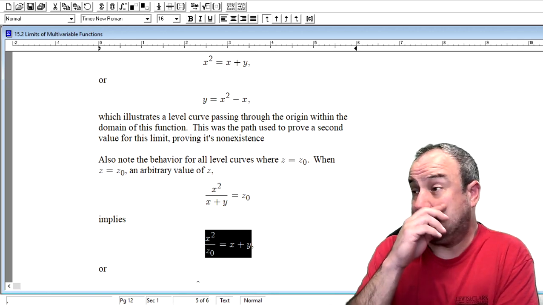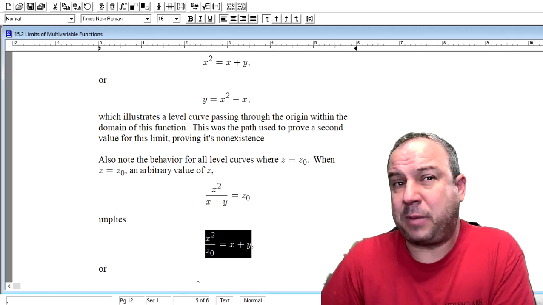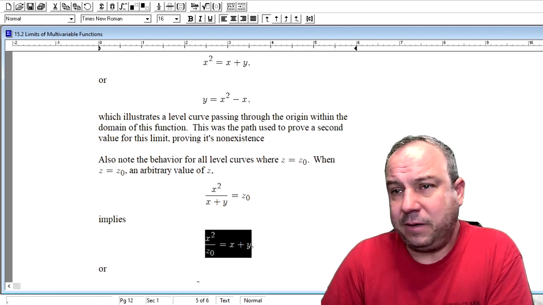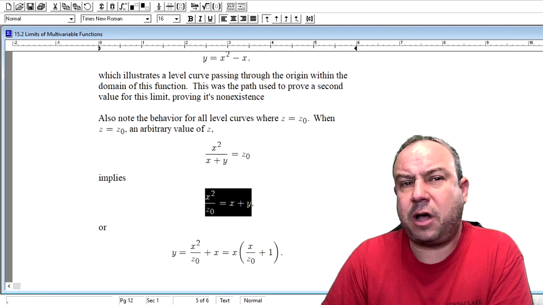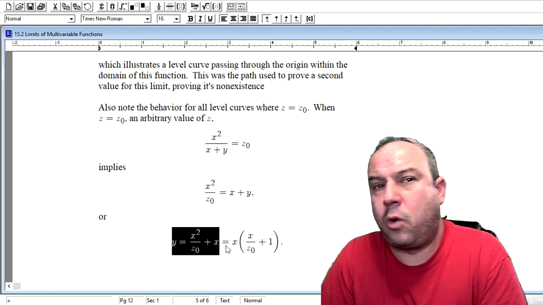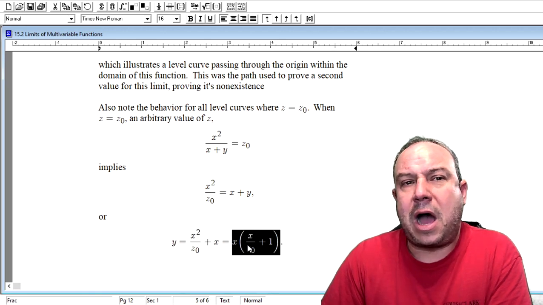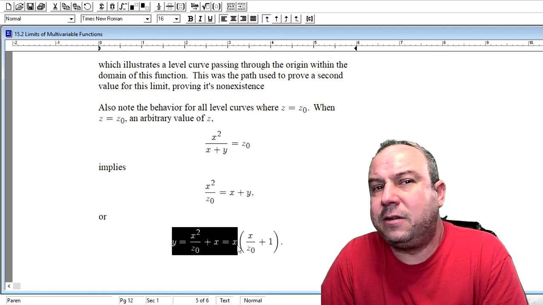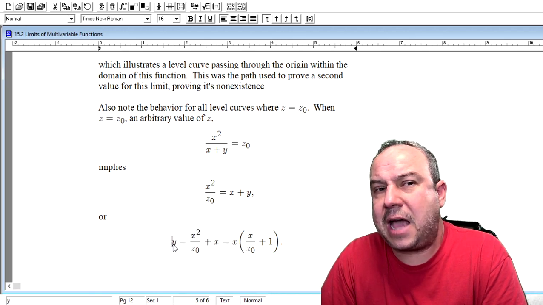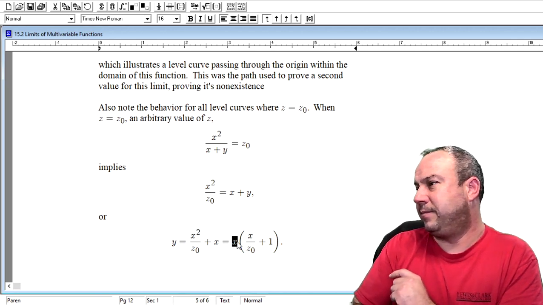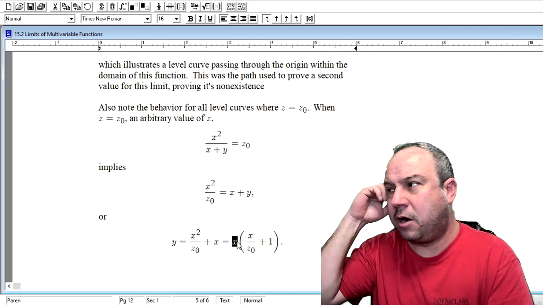Right? Divide both sides by z null, multiply both sides by x plus y. I can obtain this statement. We're solving for y. I can subtract x from both sides, and I can make this statement here. Y would equal this statement, where every single level curve can be shown to actually pass through the origin of the system, right? The origin in our domain.